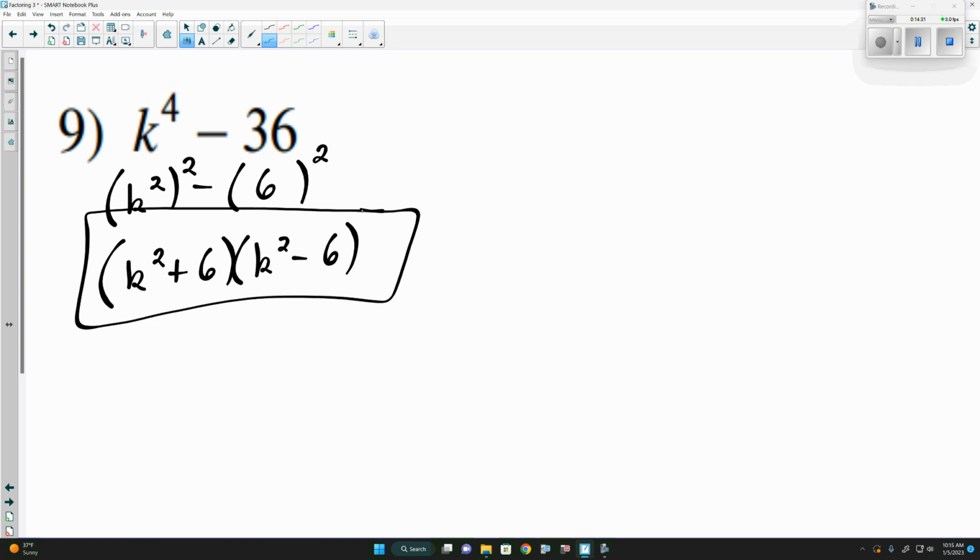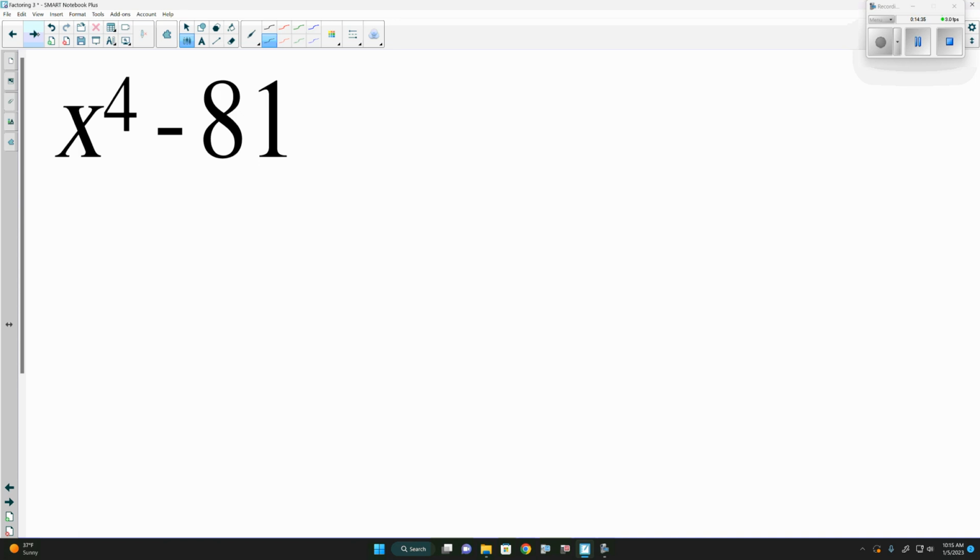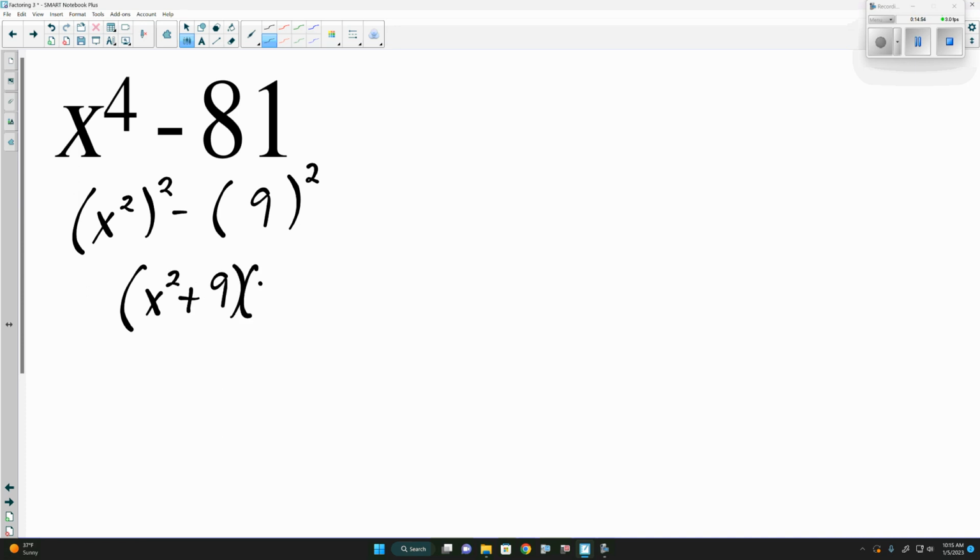We'll look at one more of these. x to the fourth minus 81. Is x to the fourth a perfect square? Yep, or x squared squared. 81 is what? So what do we have? x squared plus 9 and x squared minus 9. And the order that we put these doesn't really matter. We could have said x squared minus 9 first and x squared plus 9 second. And as we've seen already, x squared plus 9 is not a difference of perfect squares. That's as far as we can take it.